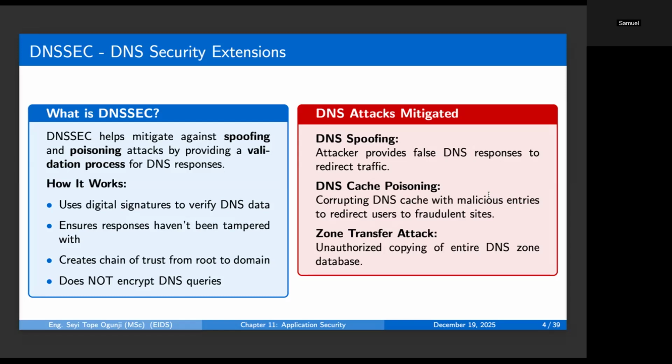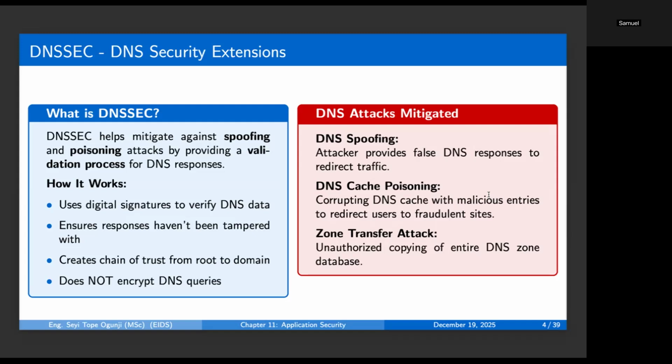Another protection DNSSEC offers is protection against zone transfer attack. This again means that we have these bad guys copying the entire DNS database. So they steal everything. Imagine someone just copying all the entire information in your phone book for malicious use. So that's the zone transfer attack. It's an unauthorized copying of the entire DNS zone database.